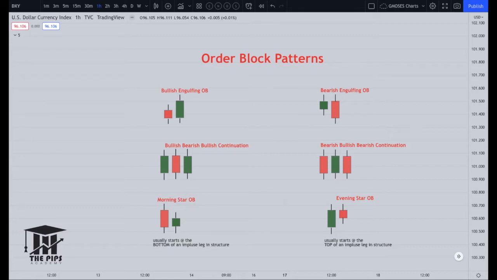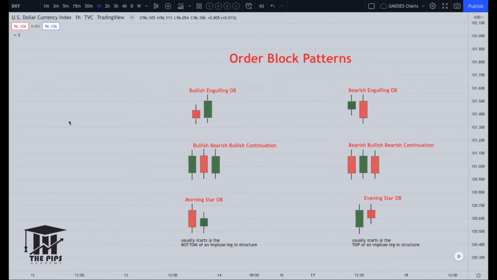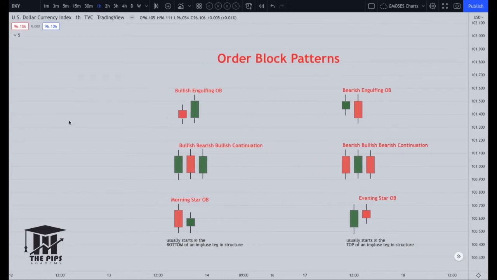One of the things I want you guys to notice is most of these patterns are patterns that you may have learned from Japanese candlesticks. For example, you have the bullish engulfing pattern, a bearish engulfing pattern, morning star, evening star, things like that. But I'm going to explain to you guys how to trade these and how to find the base area for each order block.